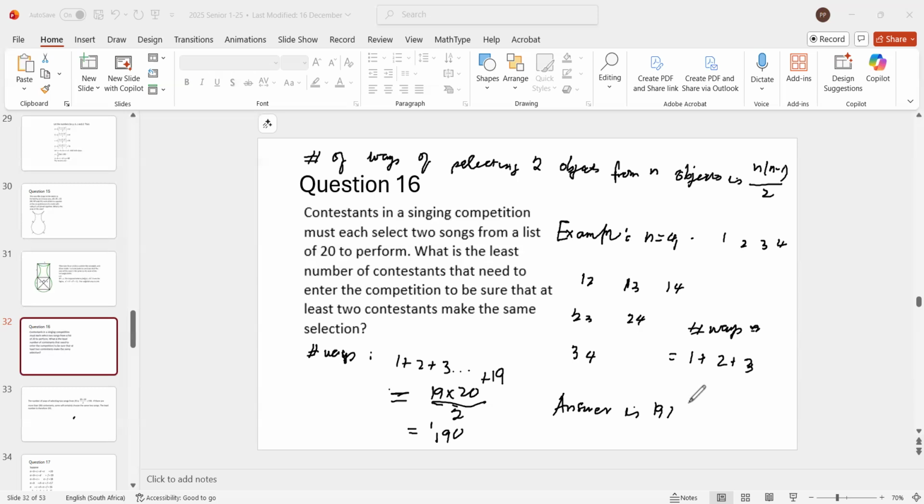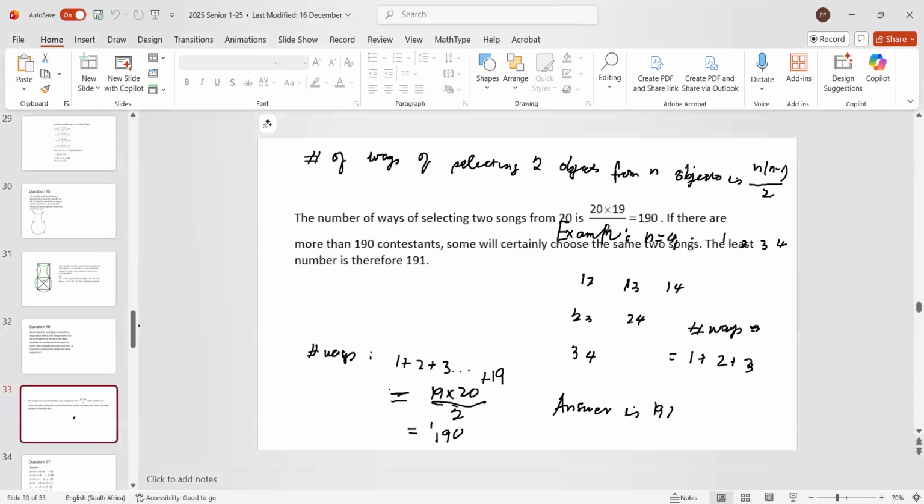Okay, so let's just see whether this was right. Oh, there it is. It is 191. But he got onto the formula straight away. Not he, I got onto the formula.